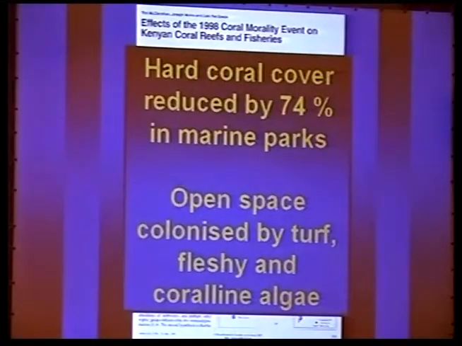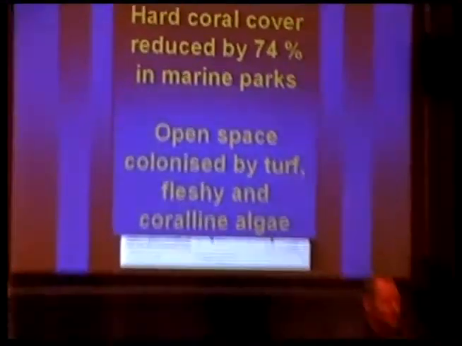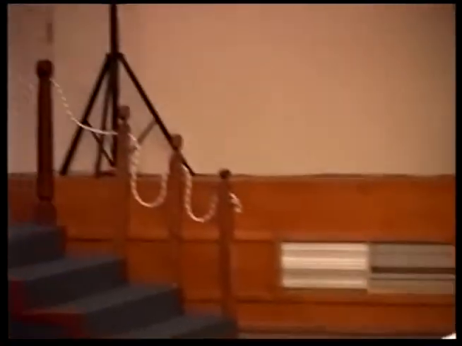This is a study by Tim McClanahan, Joseph Maina, and Lida Petöd in Kenya. They also followed up 3 years after, so it's a semi-long-term study, and they found that the hard coral cover was reduced by 74% in marine parks. Open space was colonized by turf and fleshy and coralline algae.